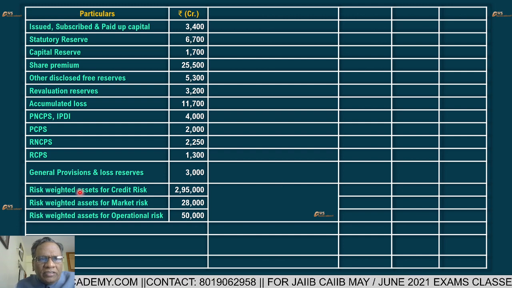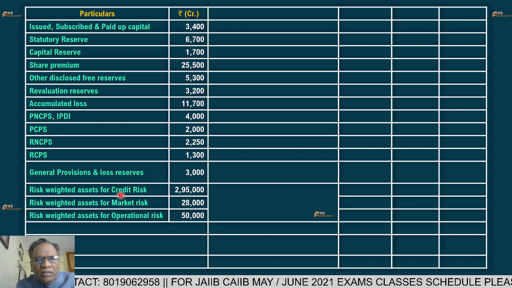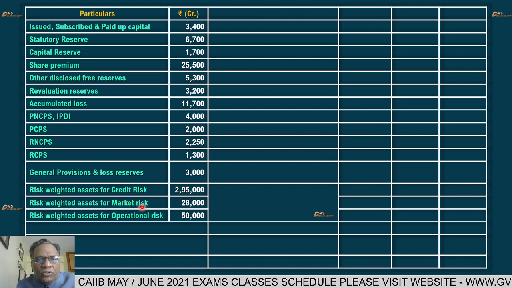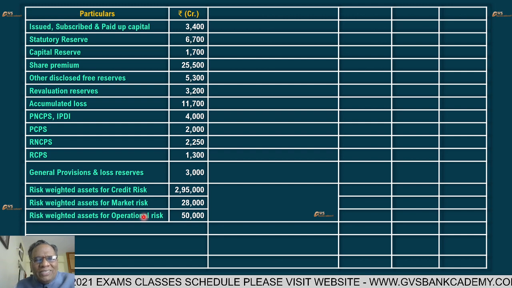And the bank's risk weighted assets for credit risk as per the standardized approach is 2,95,000 crores. For credit risk assessment, as of today, all banks calculate credit risk as per the standardized approach. Risk weighted assets for market risk, 28,000 crores. For market risk, we use the standardized duration approach as per Basel II and Basel III. Now, risk-weighted assets for operational risk. For operational risk calculation, we use the basic indicator approach.